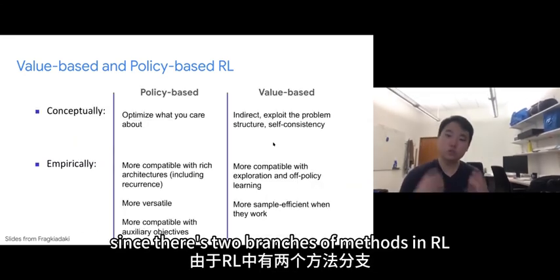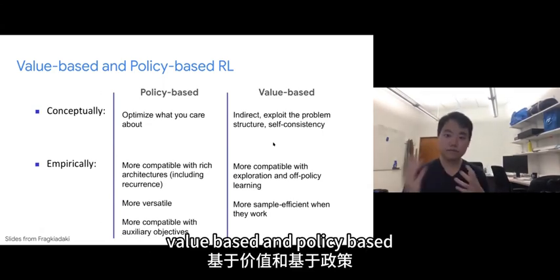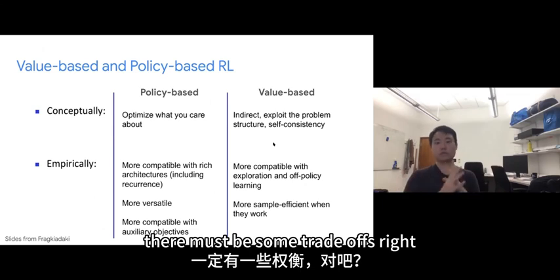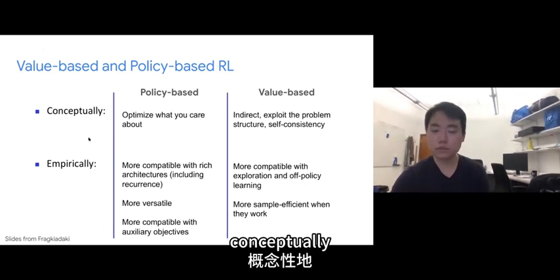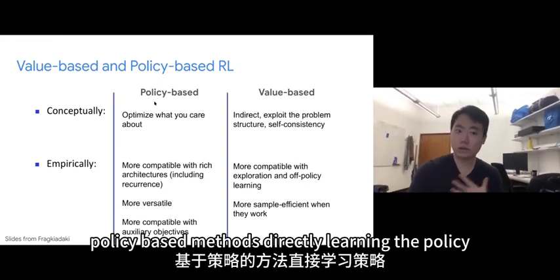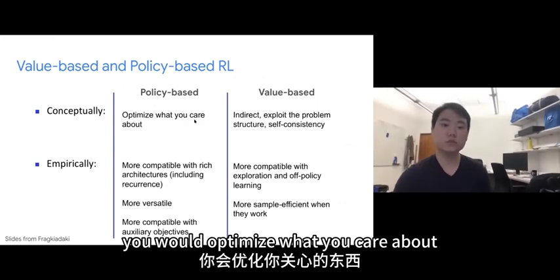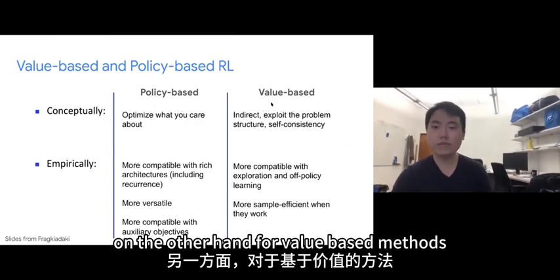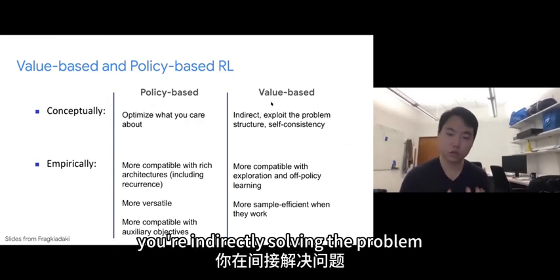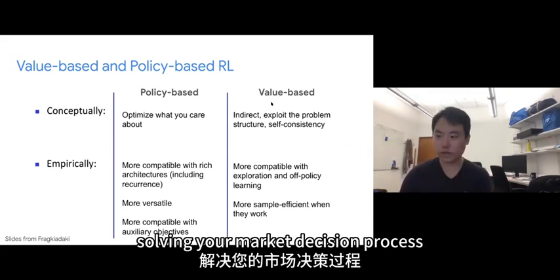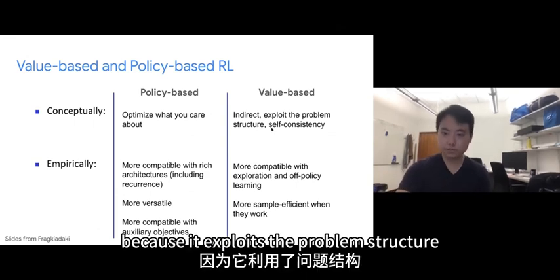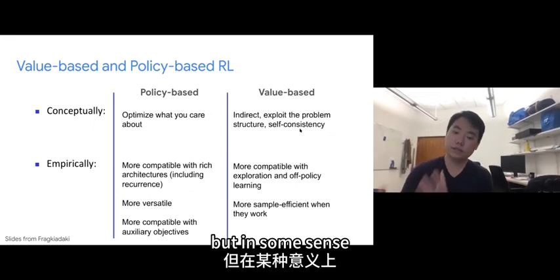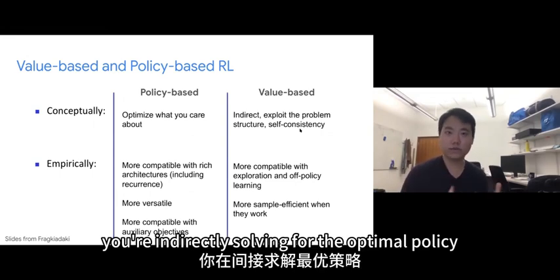So obviously, since there's two branches of methods in RL, value-based and policy-based, there must be some trade-offs, right? So there's some both conceptual and empirical trade-offs. Conceptually, with policy-based methods, directly learning the policy, you would optimize what you care about. On the other hand, for value-based methods, you're indirectly solving the problem because you're first solving your Markov decision process, which is good because it exploits the problem structure. But in some sense, you're indirectly solving for the optimal policy.